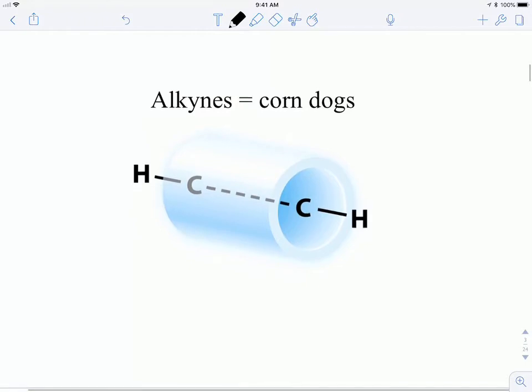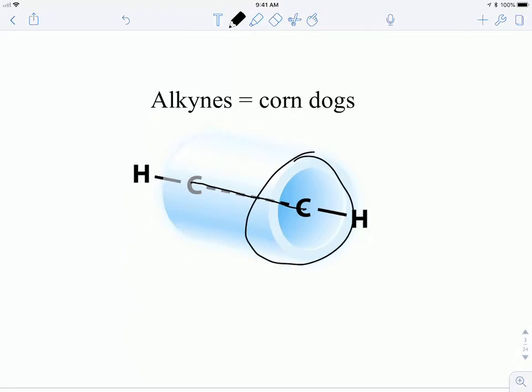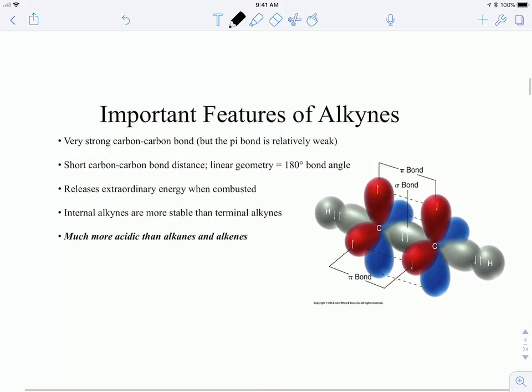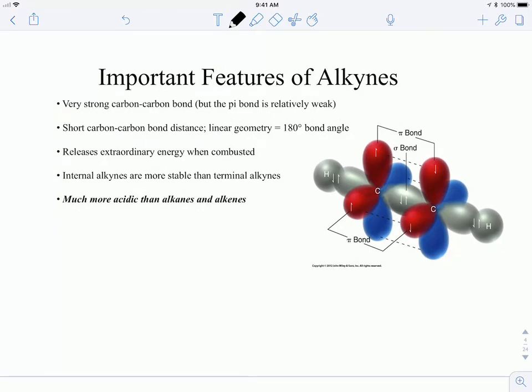I like to think of alkynes as corn dogs, where the carbon-carbon sigma bond is the delicious hot dog in the middle of the corn dog, and then there is a cloud of electrons, which is almost cylindrical, that's surrounding that carbon-carbon bond, where you have a p orbital sort of in this direction, a p orbital in this direction, but because of the size of the p orbital, what you end up with is just kind of a hazy cloud of electrons.